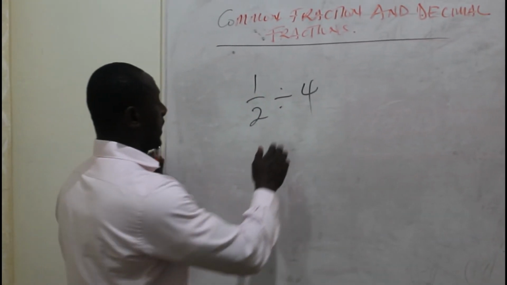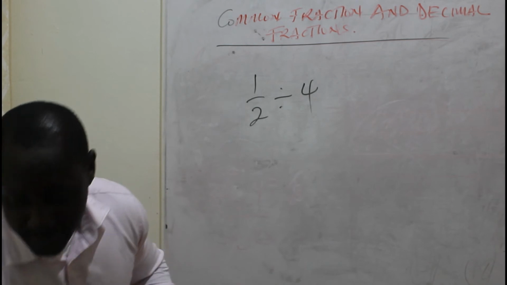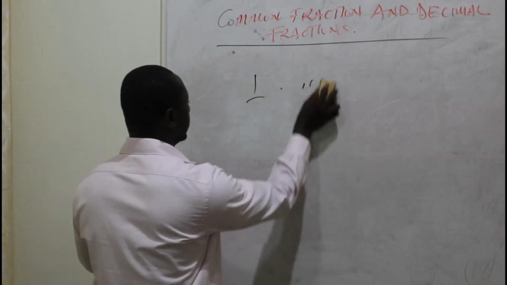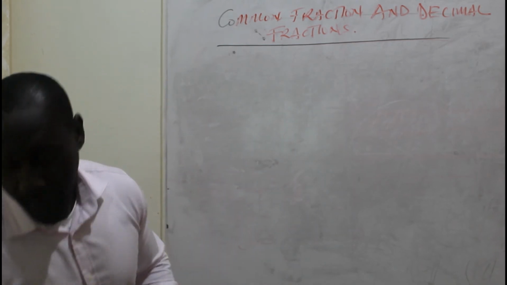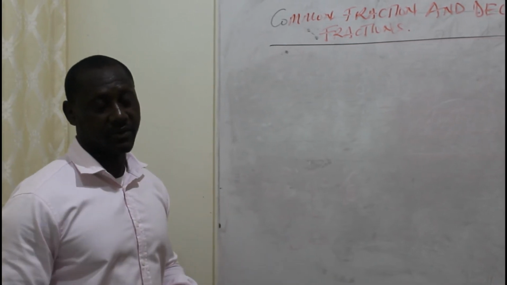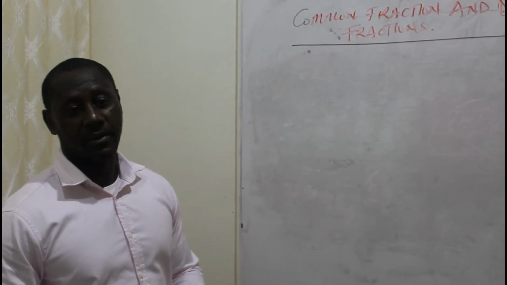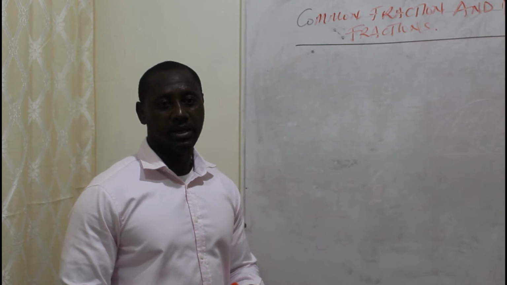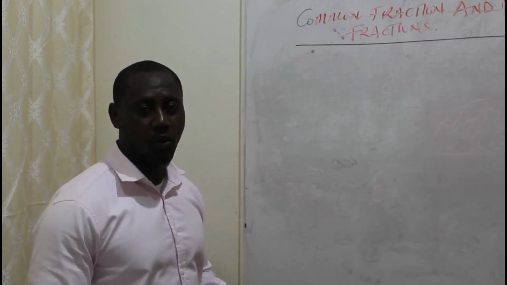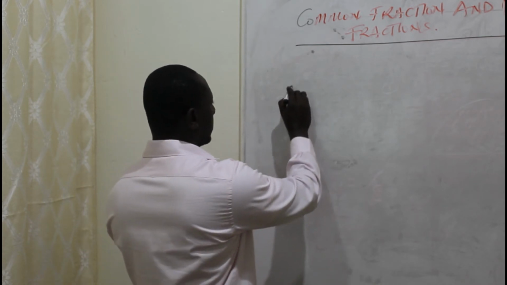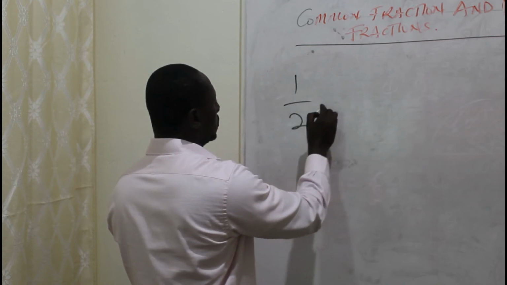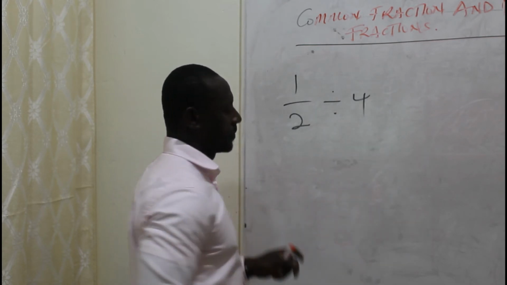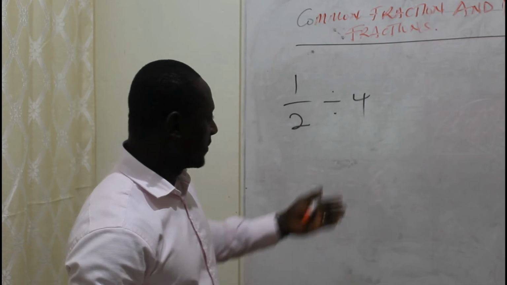So we are done with dividing a whole by a fraction. But the focus now is going to be dividing a fraction by a whole. So let me give an example like 1/2 divided by 4. What is the interpretation here?